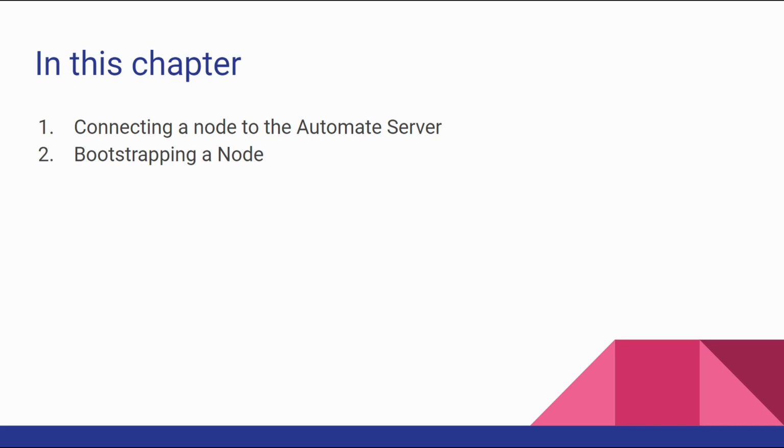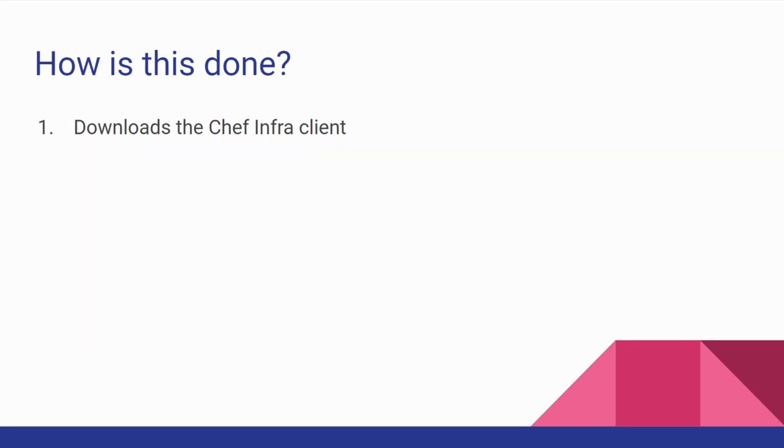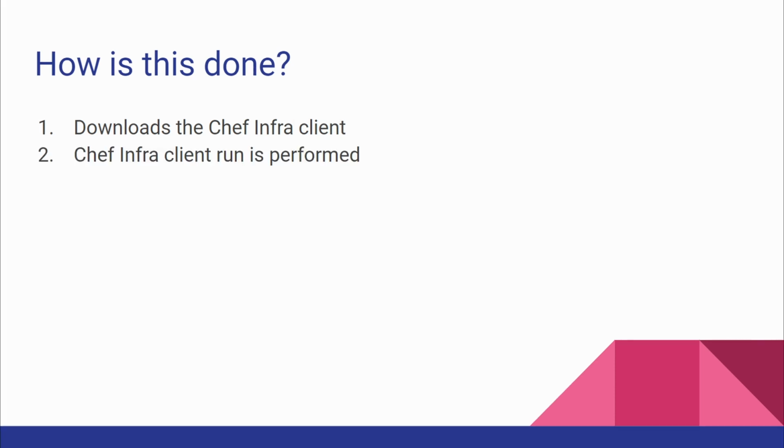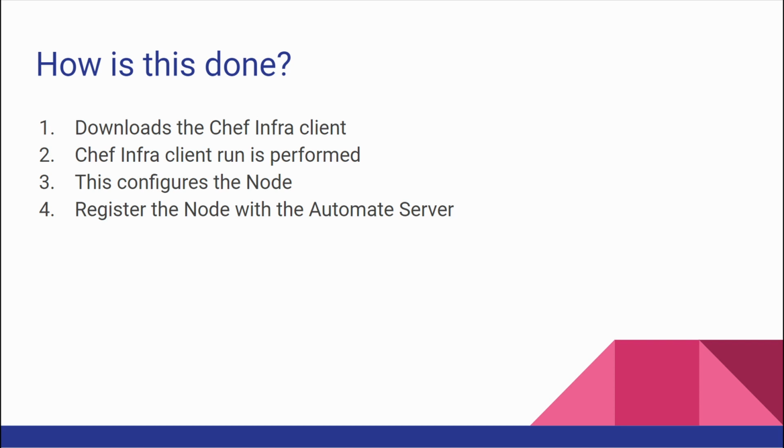This process is automatic and downloads and installs the Chef Infra client on the node, after which an initial Chef Infra client run is performed. We'll get into this later when we work with our cookbooks and recipes. This will configure the node and register it to the Chef Infra server, and it will show up on the Automate dashboard.